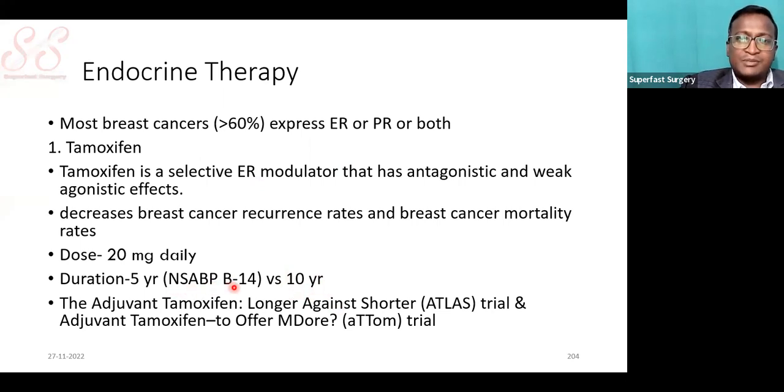Previously, 5 years was established by this famous trial, B-14, B for breast, the NSABP trial. And 10 years is based on the ATLAS and aTTom trials. Endocrine therapy has been associated with a significant reduction in the risk of local recurrence, distant metastases, and contralateral breast cancer as well. It has reduced the annual risk of recurrence and death by 15 to 20%, and the absolute benefit was seen when treatment was extended to 10 years rather than 5 years. So now the recommendation is a minimum of 7 years, but it can be given up to 10 years.